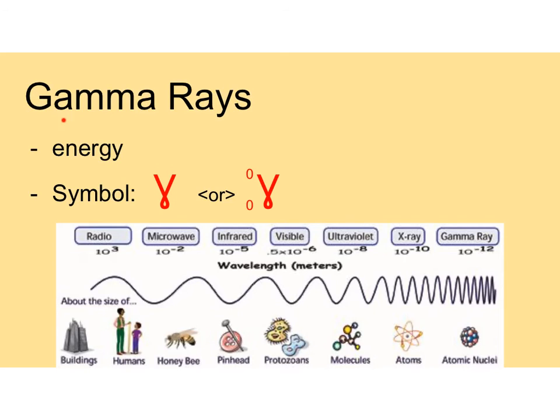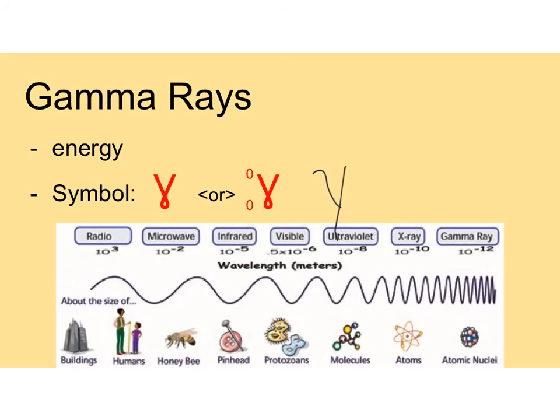Last but not least, we have our gamma rays, and we're going to have 2 types of gamma radiation. Gamma radiation means that there is a high amount of energy, and we have a few symbols with that. You could do the little weird Y like that. Some people also like to do that one as well. Either one is fine with us, but it has a 0 and a 0 with it. And then as you can see down here, we have our gamma rays.